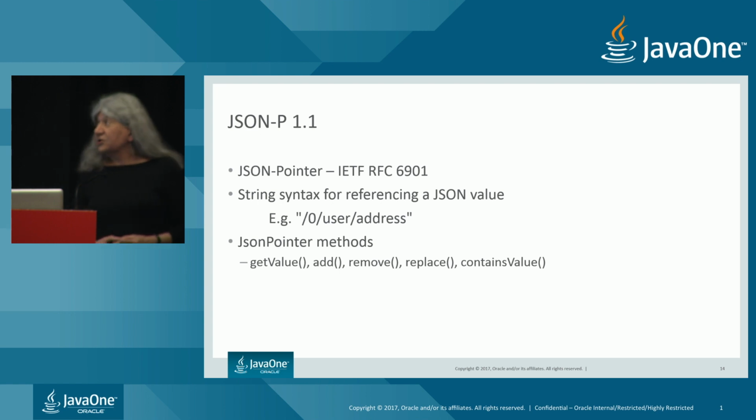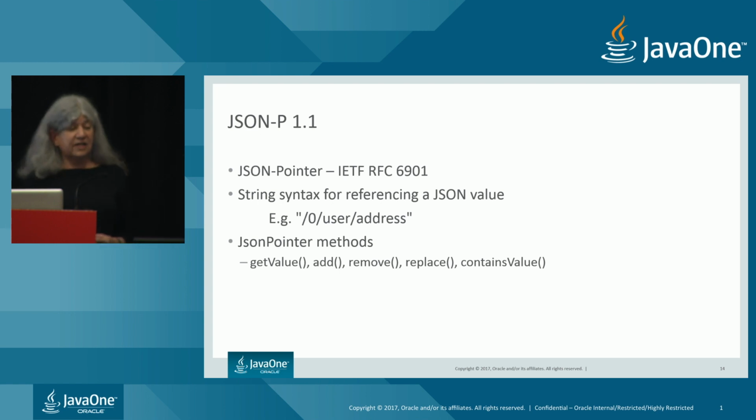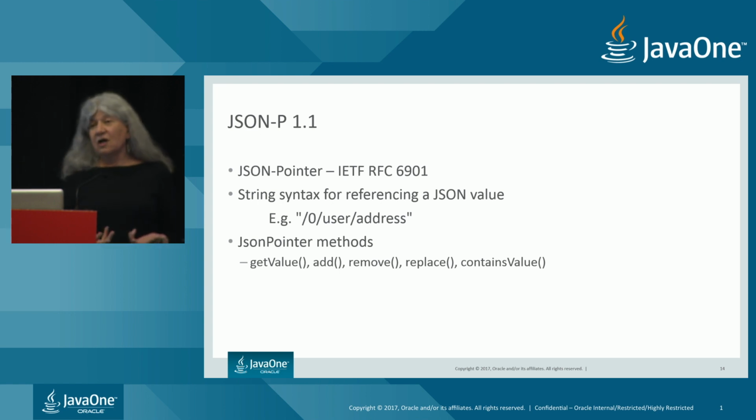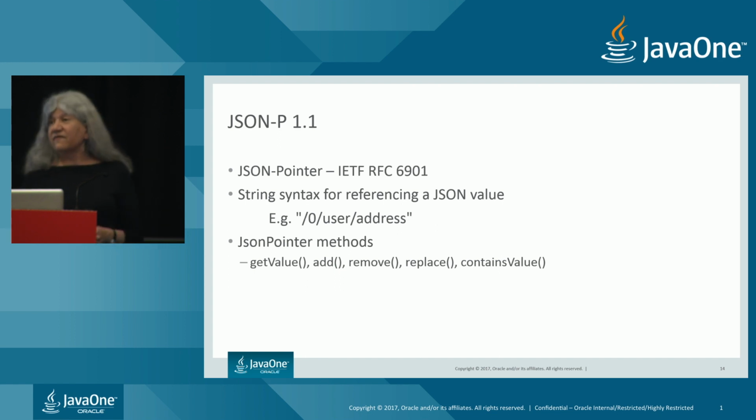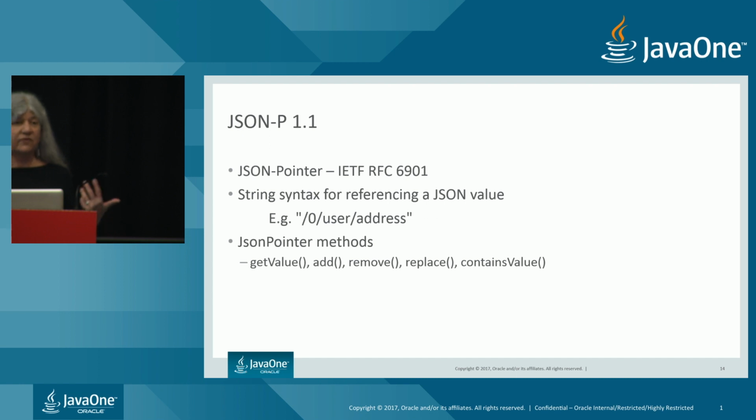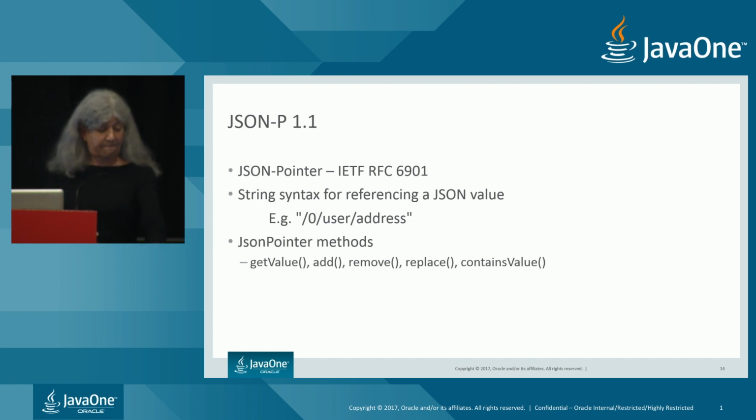Okay, so JSON Pointer is what its name suggests. It's just a pointer for pointing into a JSON document, for referencing a JSON value. It has a string-based syntax. And it has methods to allow you to extract the value or to use the pointer to transform your JSON document with add, remove, and replace operations.